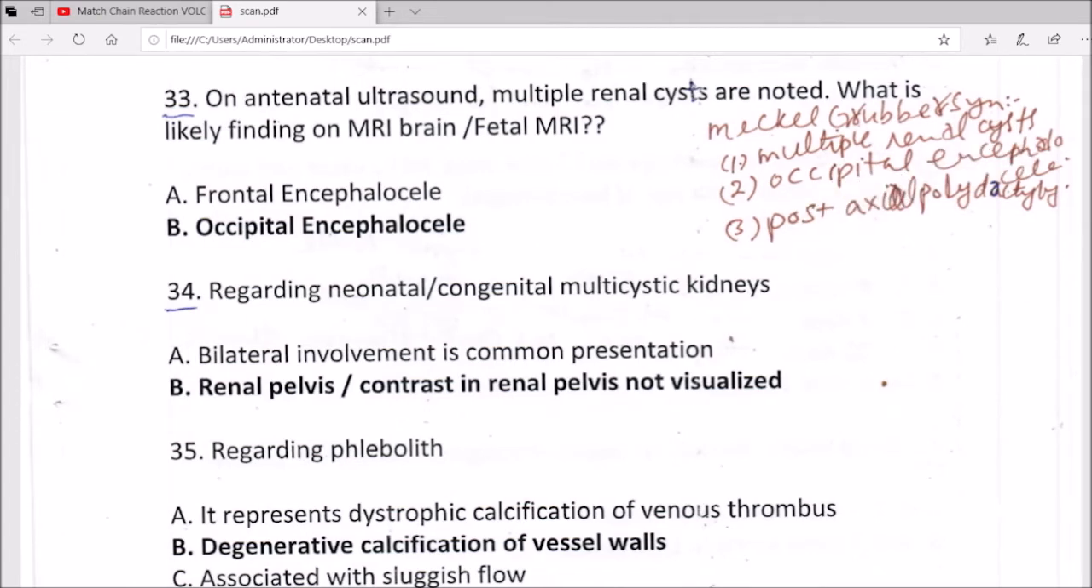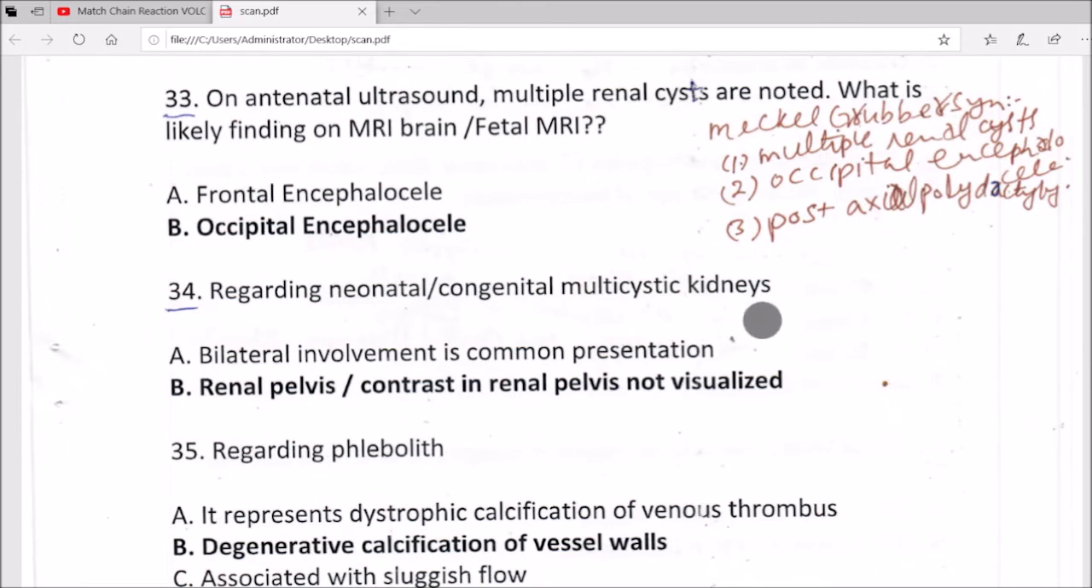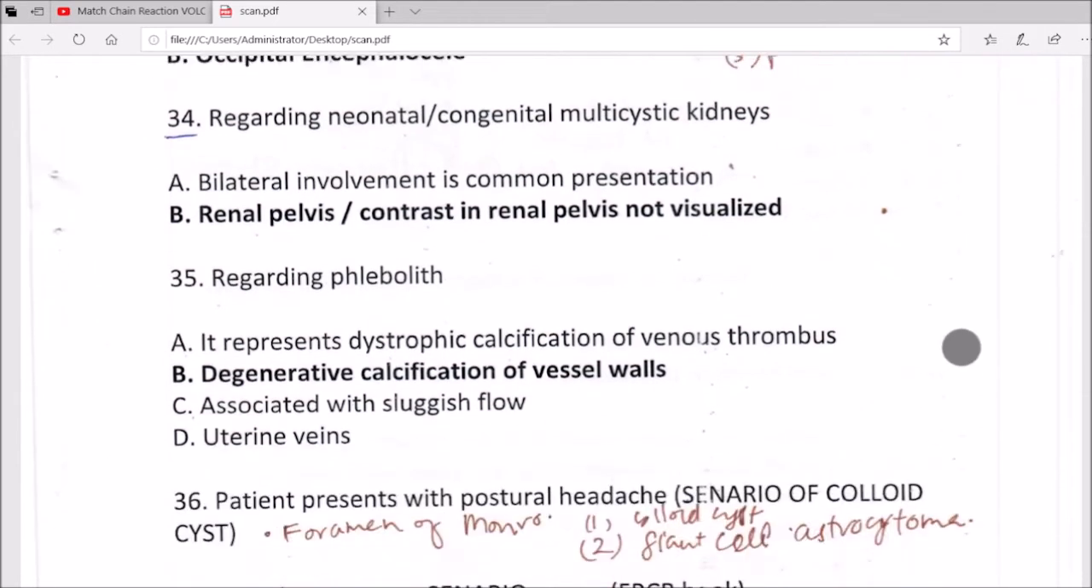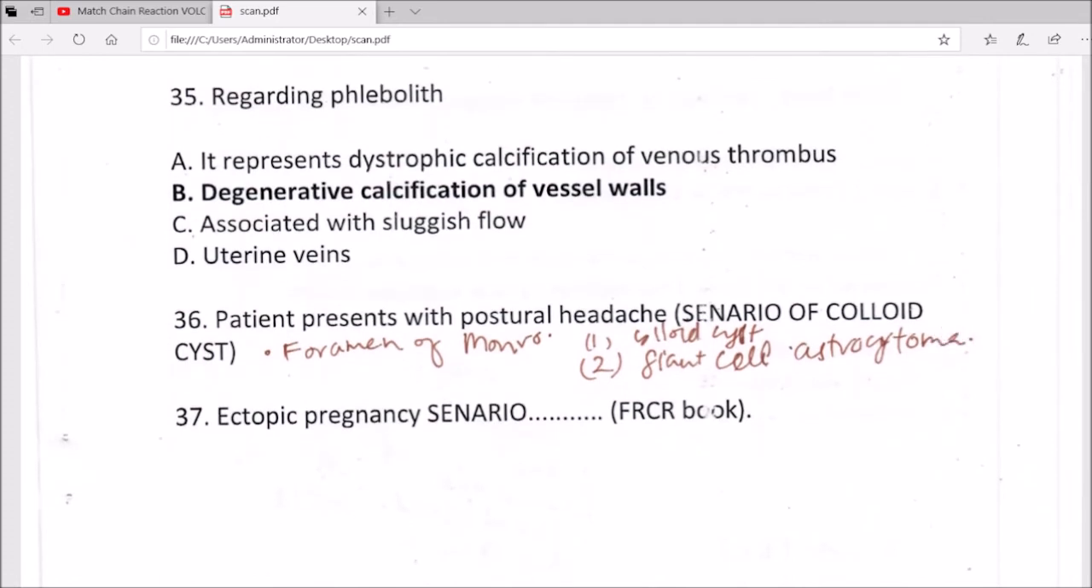34. Regarding neonatal multicystic kidneys, contrast study of the renal pelvis is not required in multicystic kidneys, because there is no function in the kidney. 35. Regarding platelet, degenerative calcification of vessel wall.